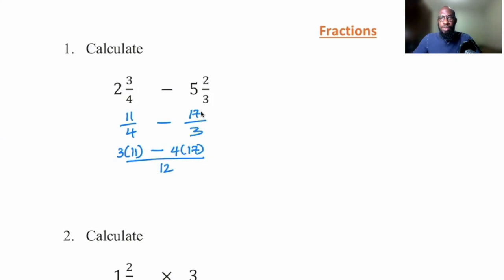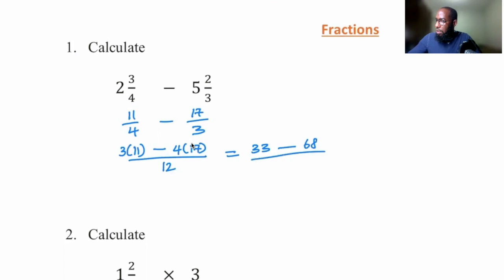Right, a short way to look at it is 4 3s are 12. Whatever number here is what you're multiplying here, 3 by 11. Whatever number here is what you're multiplying here, 4 by 17. All right, use a calculator. So we have 11 times 3, or 3 times 11 is 33, minus 4 times 17 is 68, all over 12, all right?